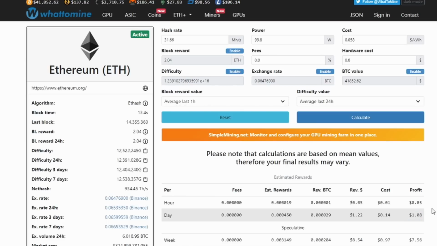Now these are all estimates based off of the current moment in time. This will fluctuate day to day based off of how the market's doing, how Ethereum's doing. So these are all things to definitely keep in mind.